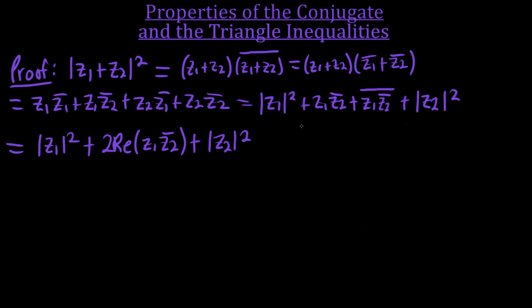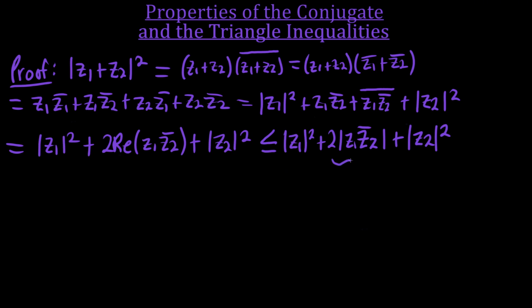Great. Now let's go ahead and introduce our inequality. So we're going to say that this expression is less than or equal to the modulus of z1 squared plus 2 times the modulus of z1 z2 conjugate plus the modulus of z2 squared. And so the reason we can do this is because 2 times the modulus of z1 z2 conjugate must always be greater than or equal to 2 times the real part of z1 z2 conjugate. So that's why this inequality holds.